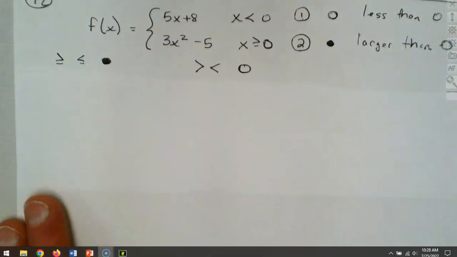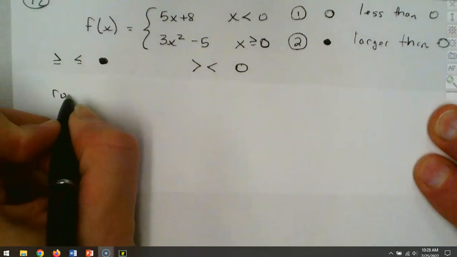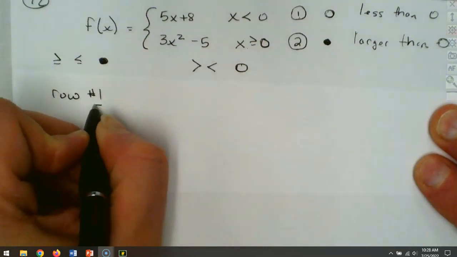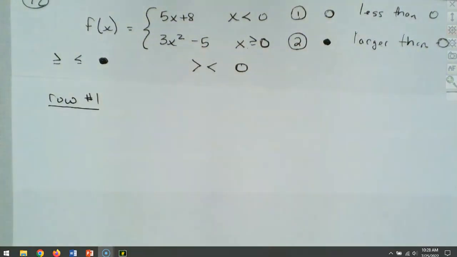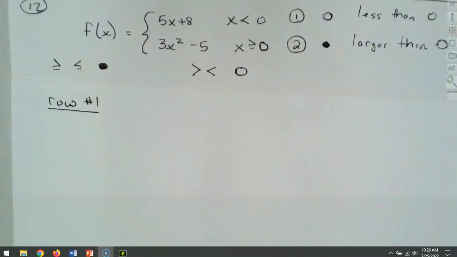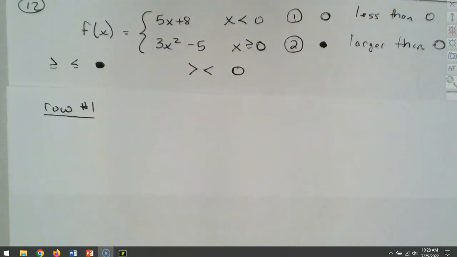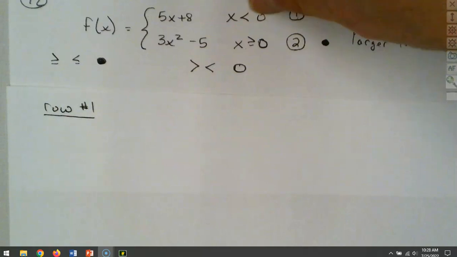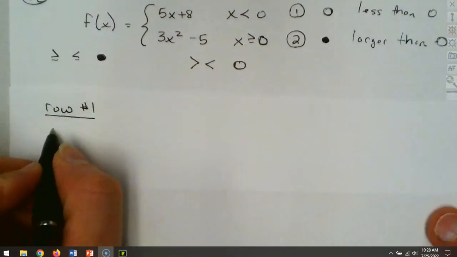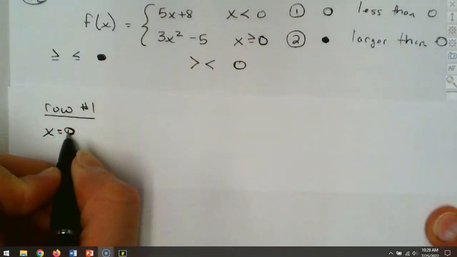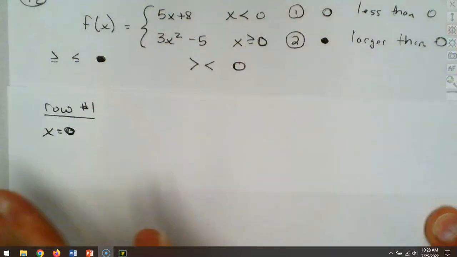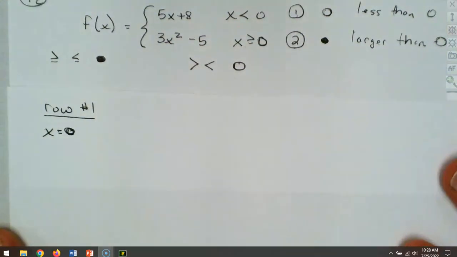So let's look at our first one. Let's do row number 1. And row number 1, what does it say? It says we want numbers that are less than 0. Now we always start with the number they gave you. So in our case, they gave you a 0, so we're going to plug in 0 first. Always plug in that number that they gave you. So they gave you 0, so we're going to plug in 0.